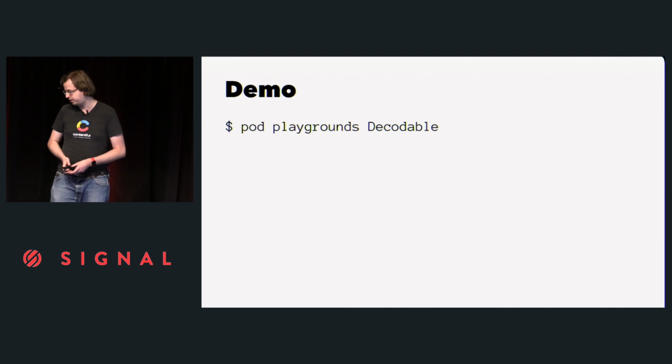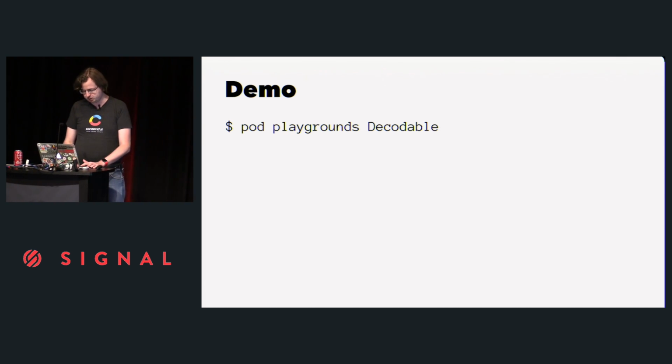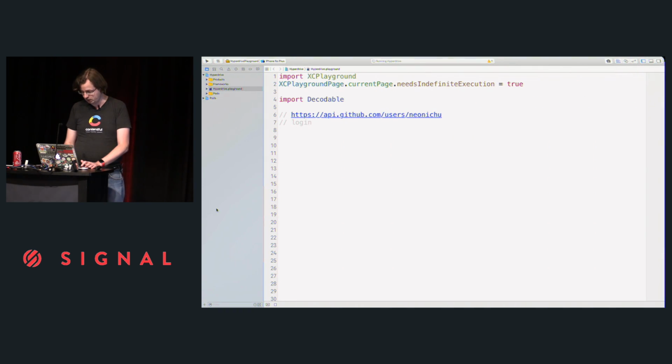So let's take a quick look at how this actually looks. For that, we're going to use a playground. Just a thing I mentioned here, if you're not familiar with the CocoaPods Playgrounds plugin, it's a nice way to try out a certain CocoaPod in the playground. So let's switch over to the playground that I've already created prior to the talk. We're going to just call the GitHub API and look at how we can map the JSON that we get from it.